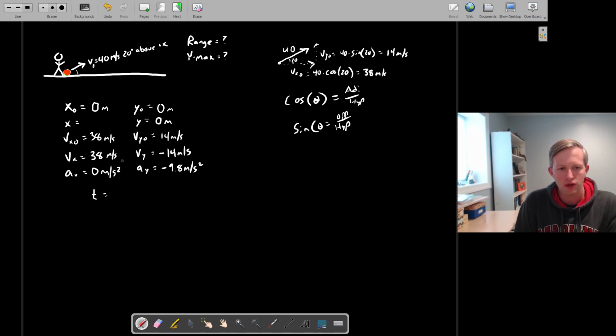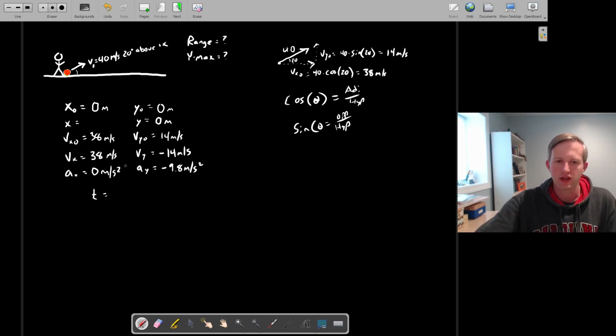So we actually know a lot of these things. Don't know anything about time, we'll need that, and we don't know anything about the range yet. Okay, so time is going to be the big thing to solve for here. We know that this thing has an x velocity of 38 meters per second, but I can't find how far it's able to go until I know how many seconds it's actually in the air.